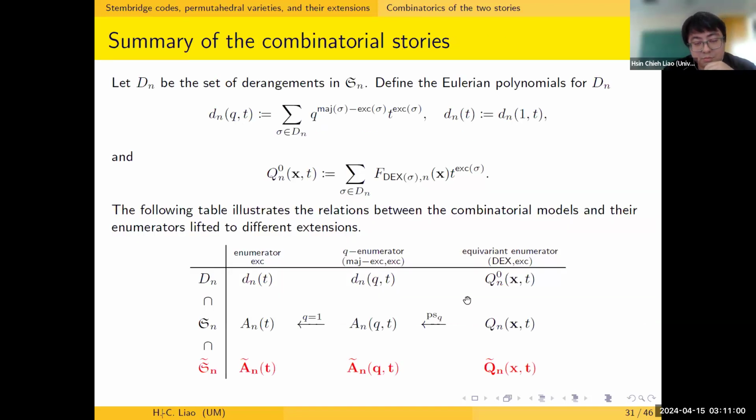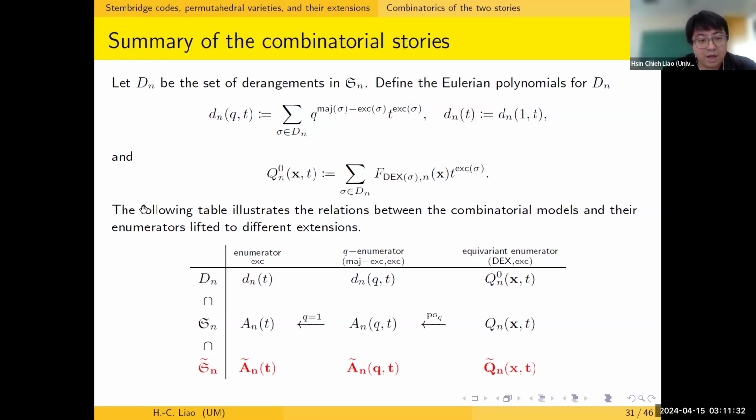So we can kind of summarize our combinatorial story. Now let D_n be the set of derangements in S_n. We define the following Eulerian polynomial for derangements. So this d_n(q,t) is counting Q to the major minus exceedance and exceedance, and d_n(t) is just the one without q. And we have Q_n,0(x,t). This is still the sum of the fundamental quasi-symmetric functions, but now it's over derangements.